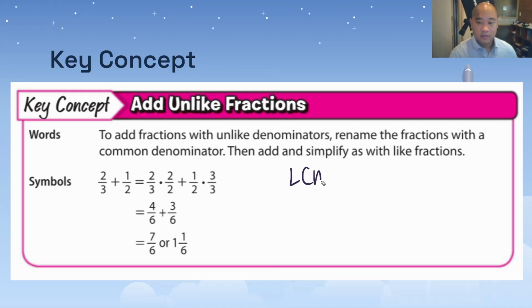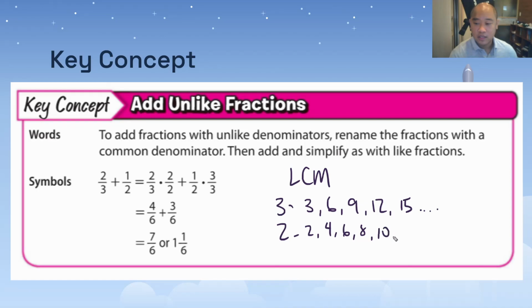The least common multiple. So the multiples of 3 are 3, 6, 9, 12, 15, so on and so forth. These are called multiples. The multiples of 2 are 2, 4, 6, 8, 10, so on and so forth. You can see here, 6 is the smallest of the common multiples, and so 6 is the number that we use. So 3 times 2 equals 6, 2 times 3 equals 6.